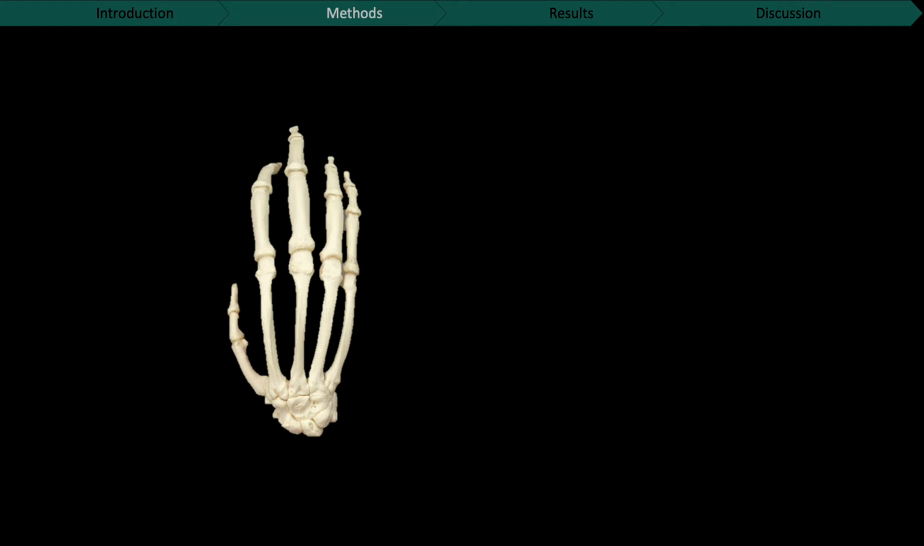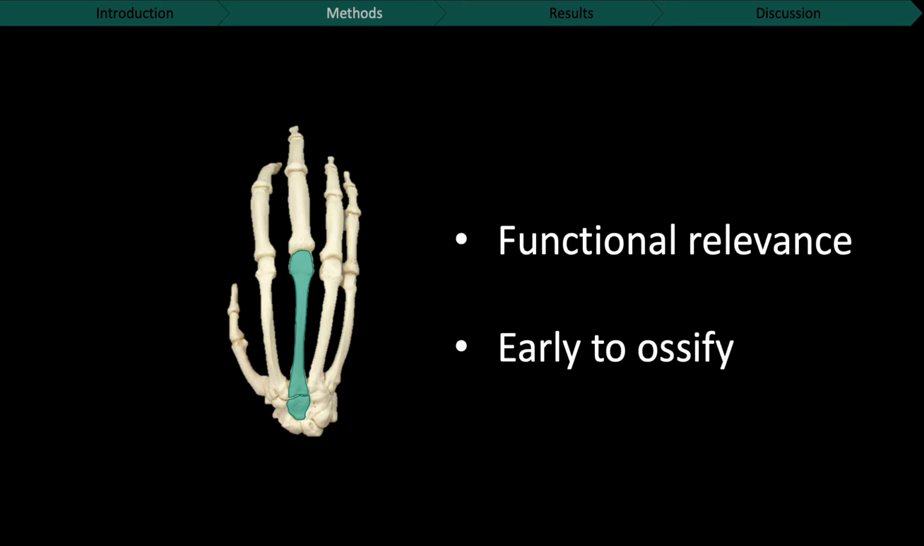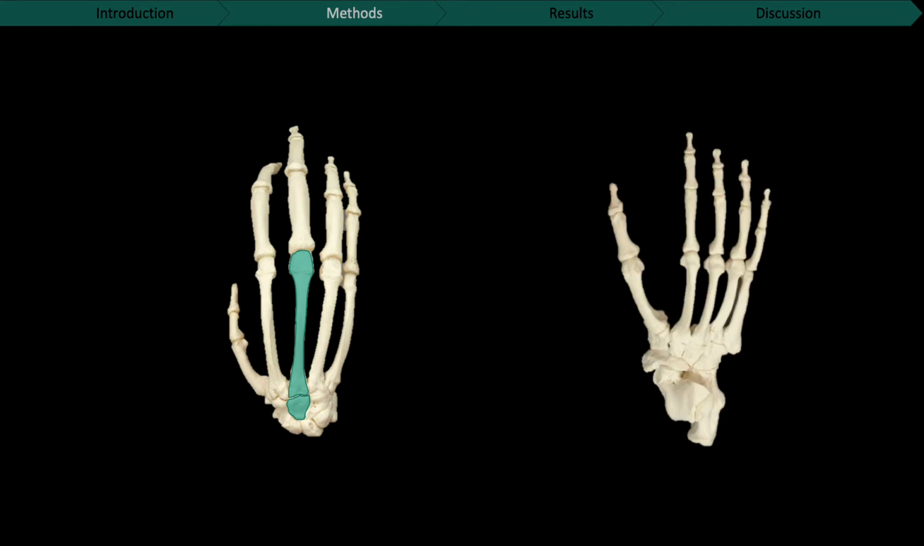So with that all in mind, I'm focusing on two elements within the hand: the capitate and the third metacarpal. These bones are functionally relevant for load-bearing in the knuckle-walking chimps and gorillas, and they also represent some of the earliest bones to ossify within the hand, which allows for easier identification in juveniles.